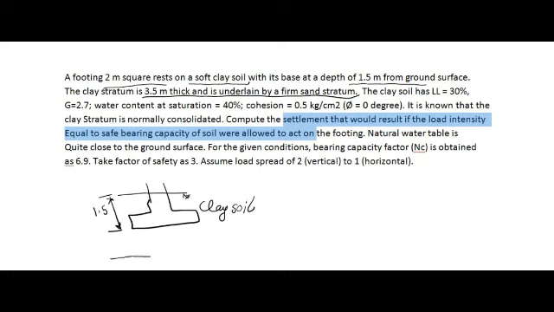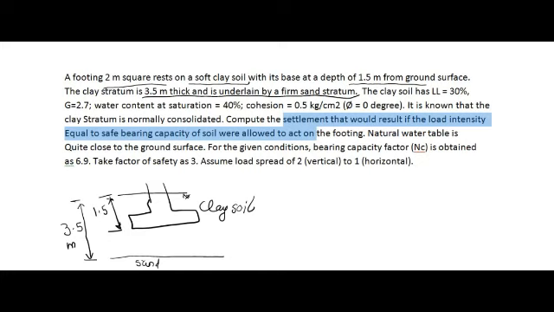is 3.5 meter thickness, meaning from ground level, the whole thickness of the clay soil is 3.5 meters. Below it there is a firm sand stratum. Here it is sand stratum, firm sand stratum. So in the problem it is given this way.